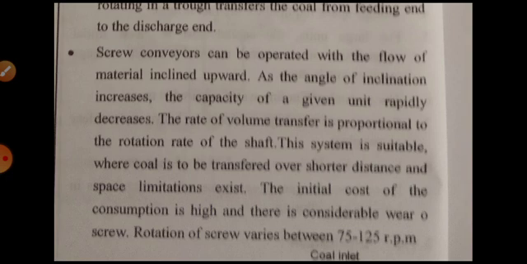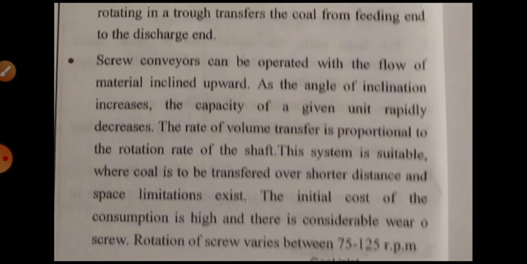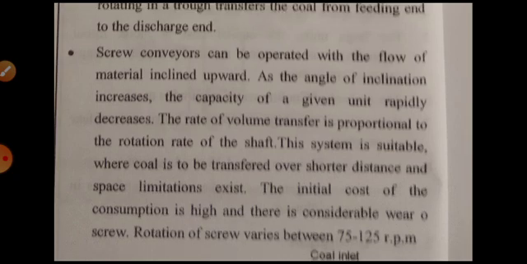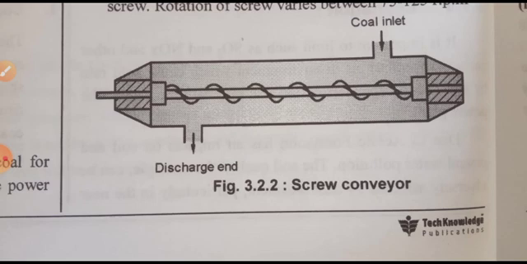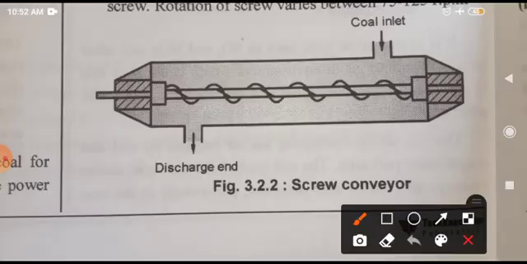The system is suitable where coal is transferred over a shorter distance and space limitation exists. The initial cost of the construction is high and there is considerable wear of the screw. Rotation of the screw varies between 75 to 125 rpm. You can see the screw conveyor here. Okay, here is the coal inlet. Coal is inserted from here, and in this way the coal passes further and is discharged from there.